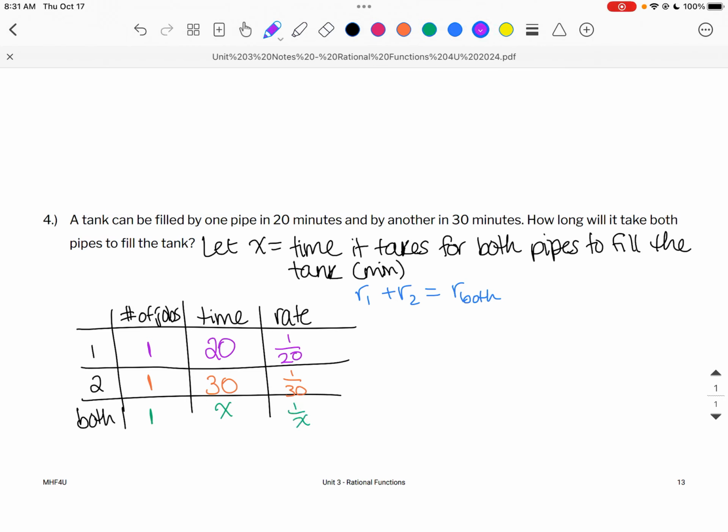So here now we can just fill this in. Rate 1 would be 1/20. Rate 2 would be 1/30, right? That's where we get this from right here. And then the together rate, the rate for both of them together, is this 1/X right here. And then we would solve it, but we're just talking about our setups in the notes.